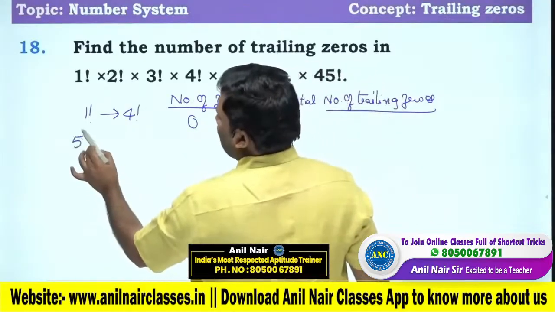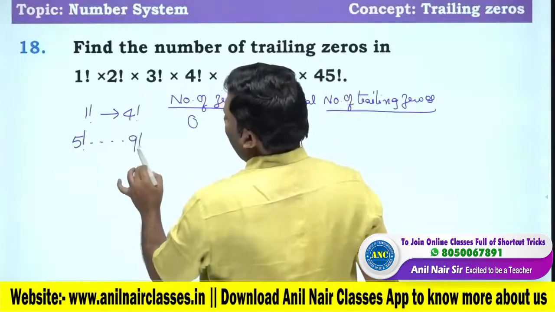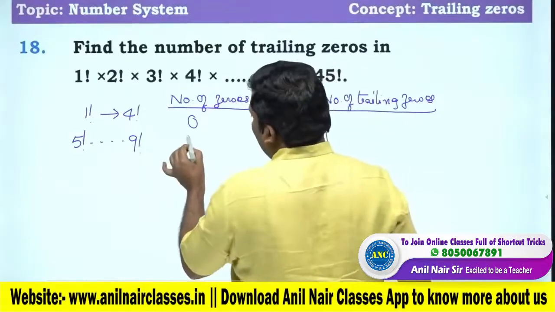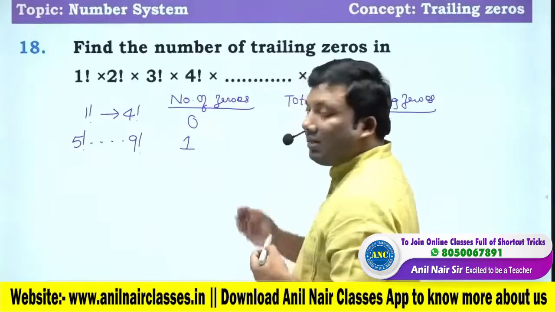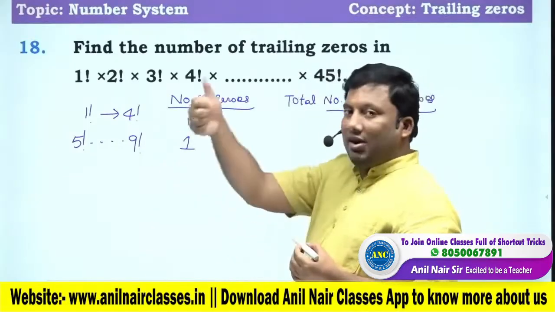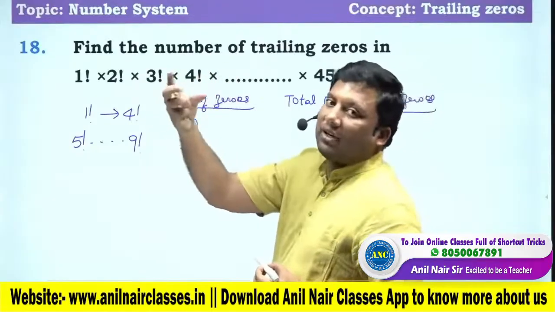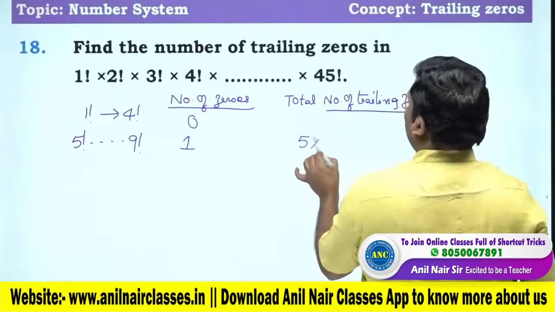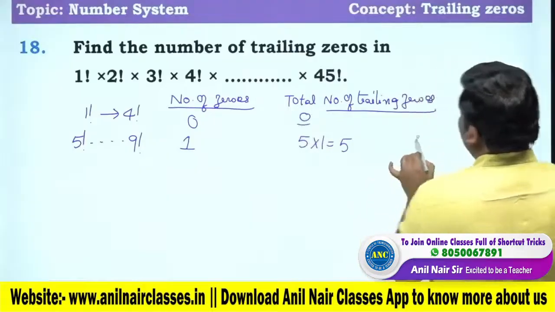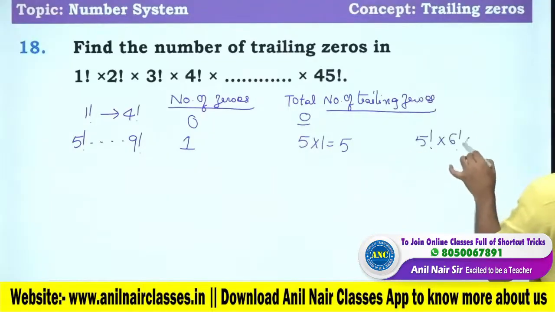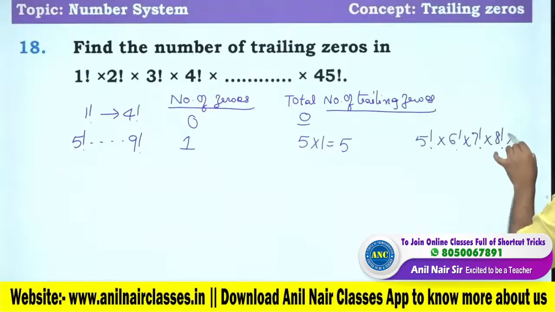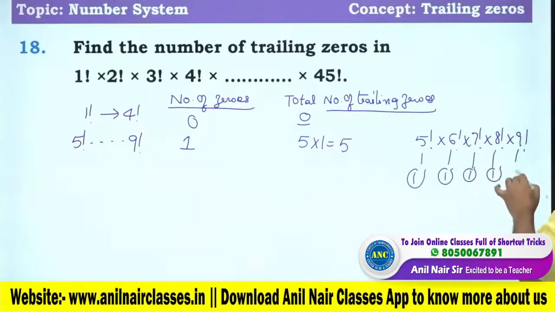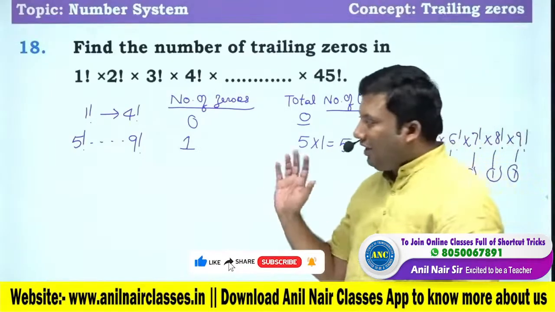Next, we already discussed from 5 factorial till 9 factorial, the number of zeros will be the same. So each one will have 1 zero at the end: 5 factorial, 6 factorial, 7 factorial, 8 factorial, 9 factorial. Total number will be 5 into 1. There will be 5 zeros. Why is it 5 zeros? Here there is 1 power, here 1 power, 1 power, 1 power, 1 power. So it is 5 power 5, 5 zeros.